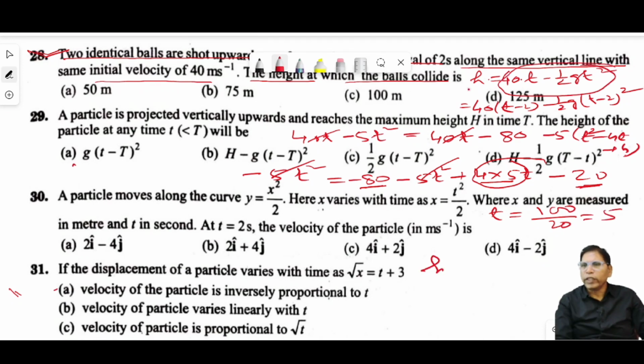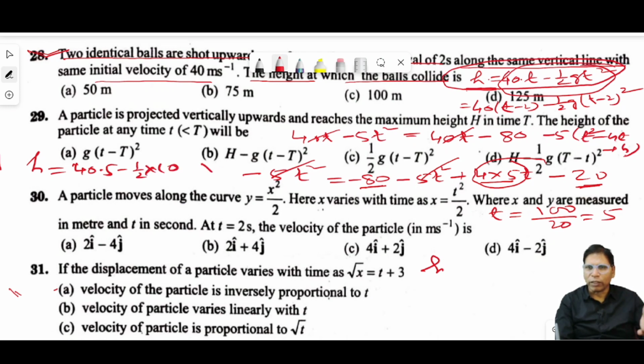Now we can easily calculate h from this equation by putting the value of t. So h equals 40 into 5 minus half into 10 into 5 squared. Okay. So this is 200 minus 5 into 25, which is 125. Therefore 75 is the height at which they collide. So option B is correct.